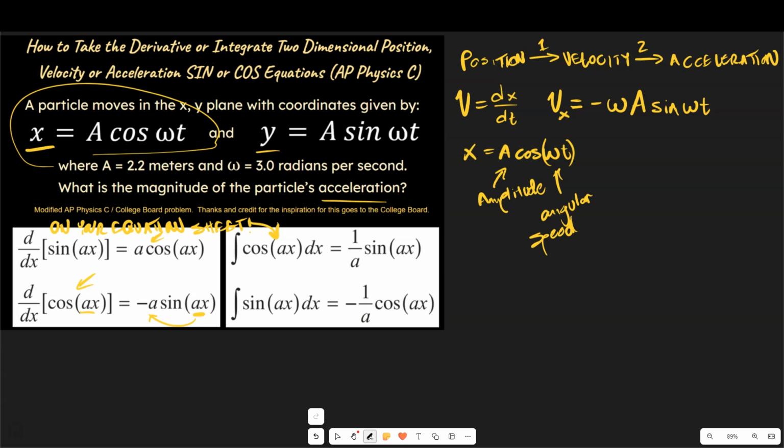This is velocity in the x. We should label it as such. And what we can do is actually take it to the next level, taking it one step further. So that's our velocity in the x. Let's do our acceleration in the x.